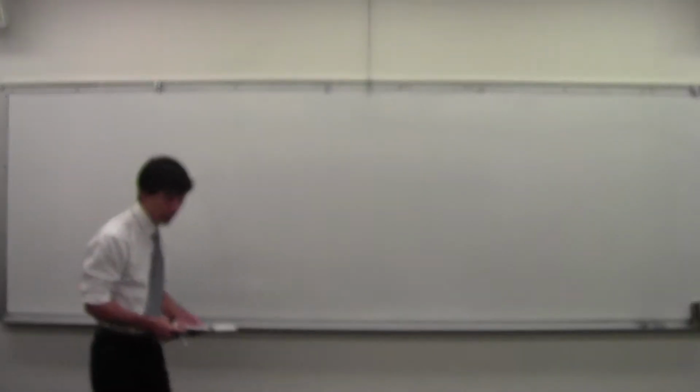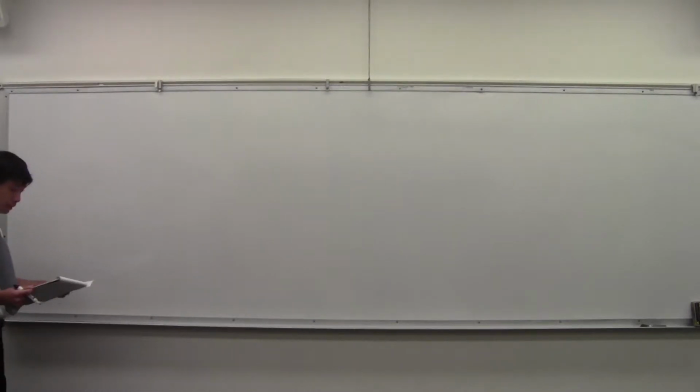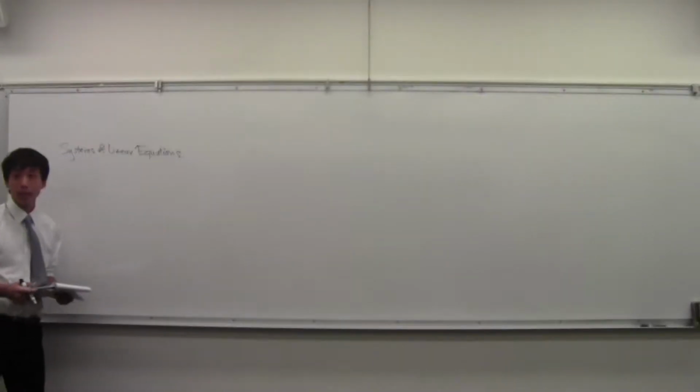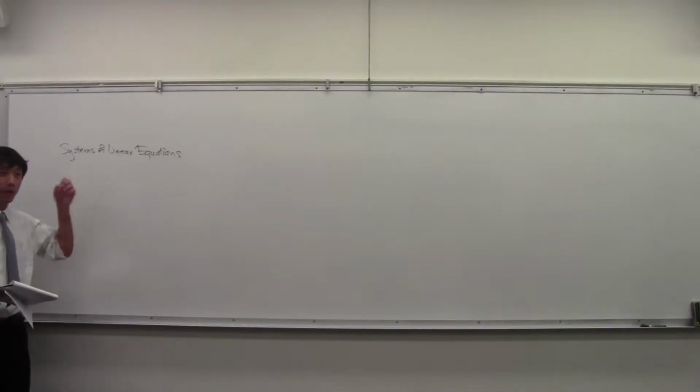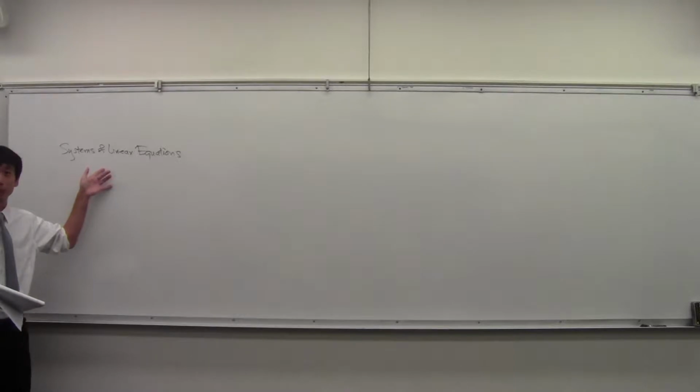Remember what we were doing? We were talking about how to solve systems of linear equations. And remember that the idea was that if you have a system, then you can reduce it to an equivalent system. Maybe it's not the same system, but it has the same solution set, right?